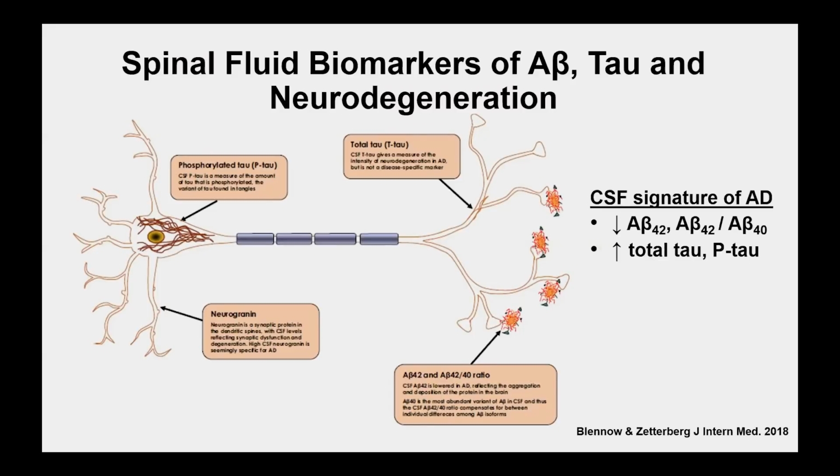So the spinal fluid signature of Alzheimer's disease. When people have plaques in their brain, there is actually a decrease in the concentration of the amyloid beta 42 fragment in their spinal fluid, or the ratio of 42 to 40 fragments. There is also an increase in the concentration in the spinal fluid of the tau protein, and in particular of what we call phosphorylated tau.